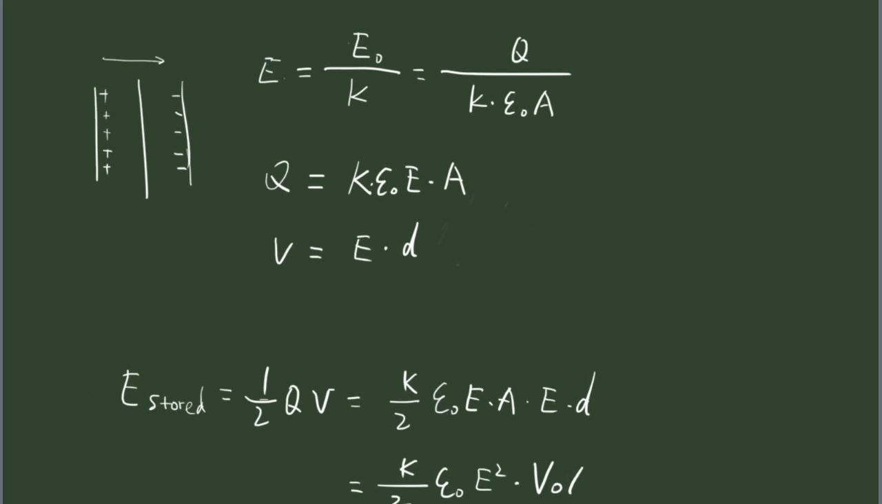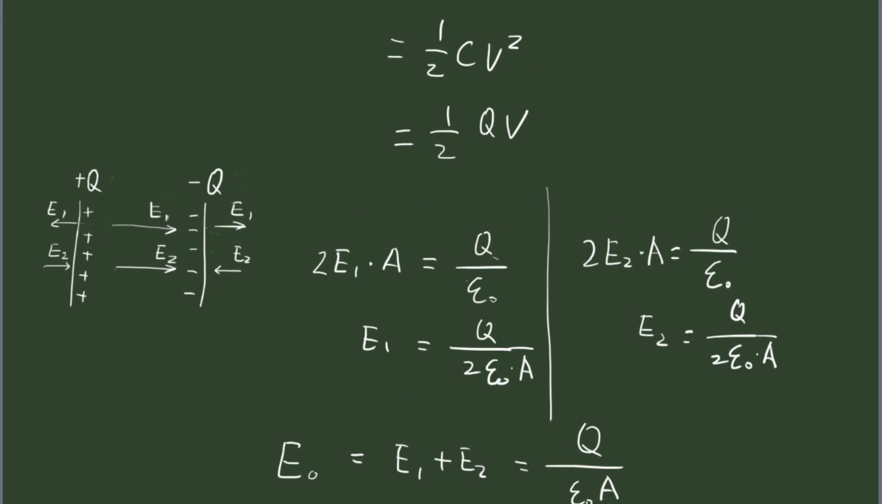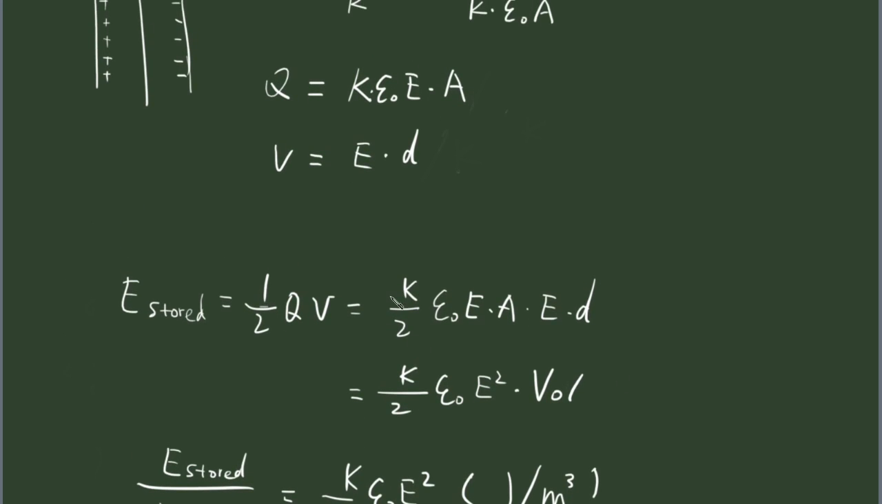So the energy stored is the work needed to move the electrons. So that is 1/2 QV, and Q is K epsilon naught EA, dot Ed, and that is K over 2 epsilon naught E squared dot Ad, area dot distance, that is volume.